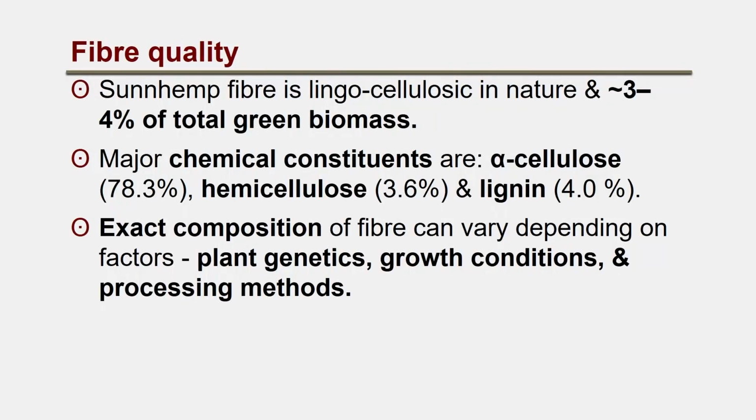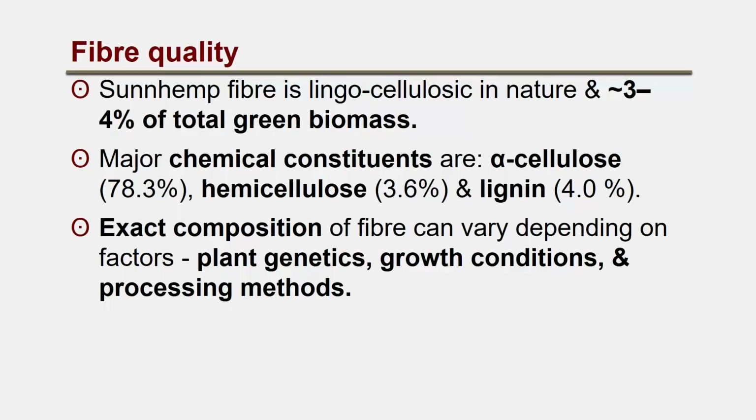Now we go to the fiber quality. Definitely fiber quality is very, very important, because if the fiber is poor in quality, it will fetch less price in the market. If it has better quality, it will fetch more price. So it is necessary to understand what the quality parameters are and what we mean by fiber quality. Sannhemp fiber is lignocellulosic in nature, and about 3 to 4% of total green biomass is sannhemp fiber.